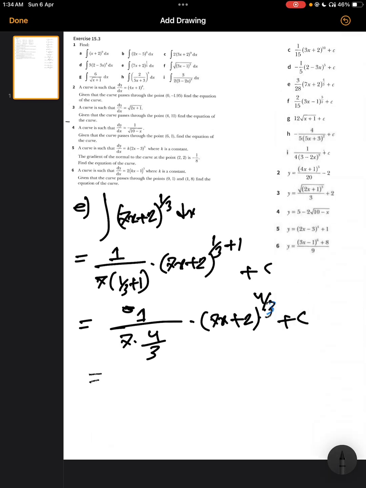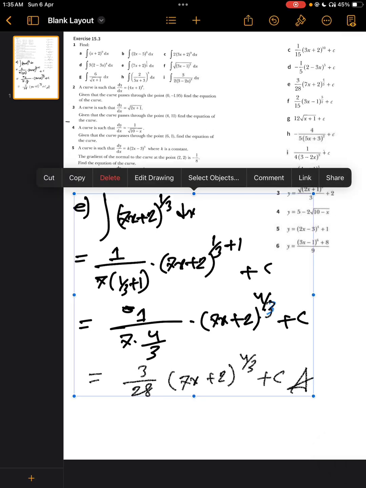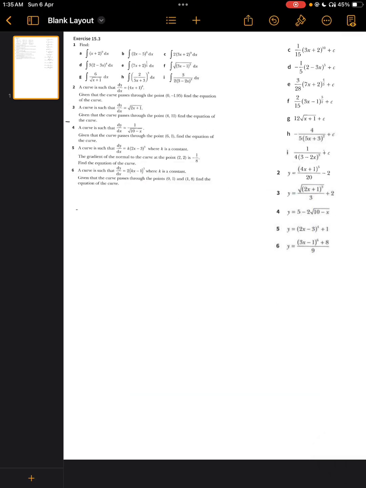Okay. So the result should be 3 over 28 times 7x plus 2 to the power 4 by 3 plus c. Yeah, 3 over 28, 7x plus 2 to the power 4 by 3 plus c. Yeah, the result is absolutely correct. Now question number 8.